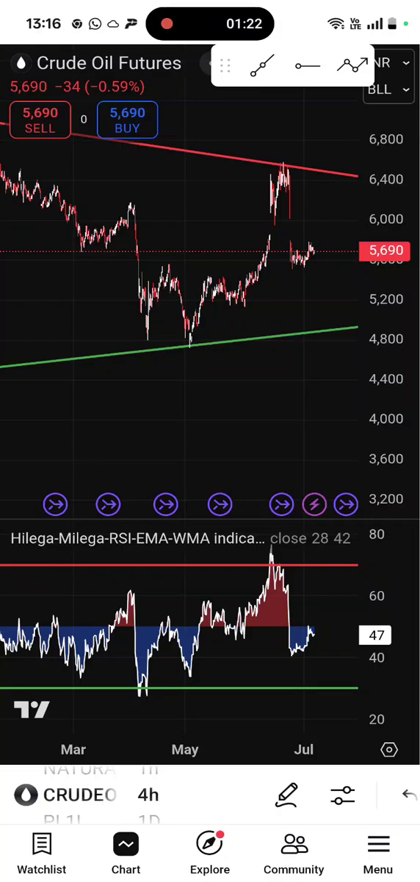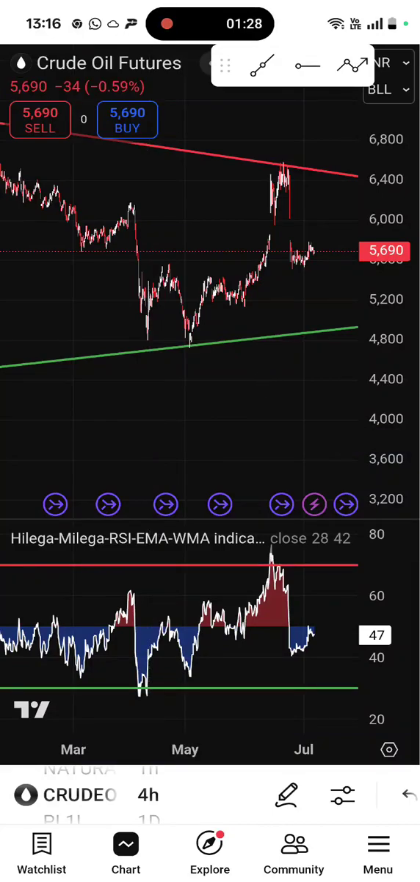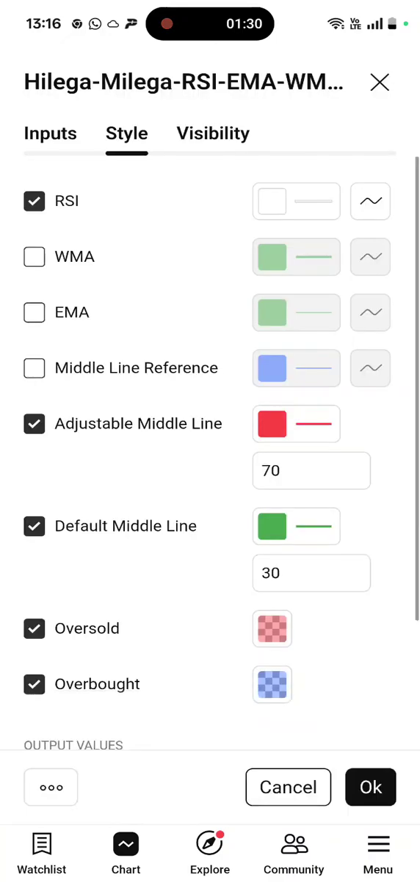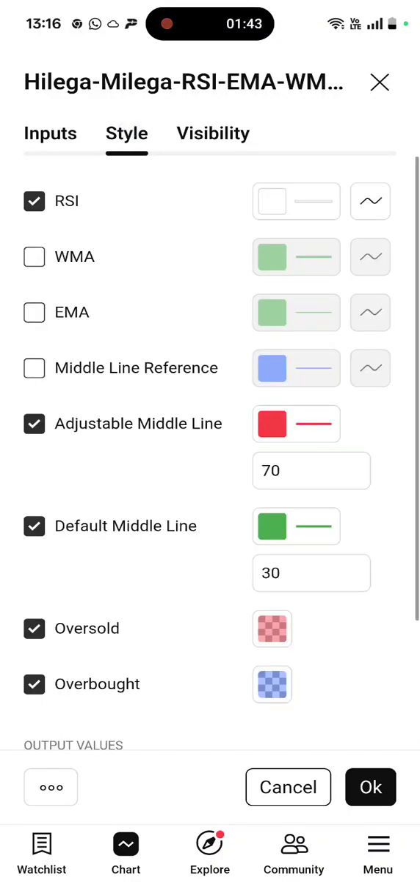So here, like this, we have an RSI oversold at 30. You can look at it on TradingView. It's the Hilega Milega indicator, and my length of RSI is 28 and the moving average is 42. And this is how I trade, and this is my setup of the trend line.